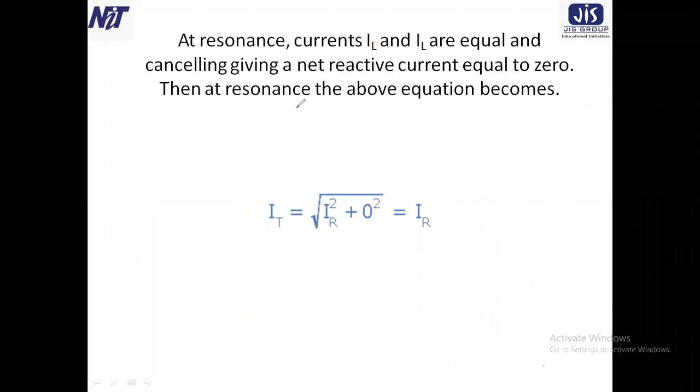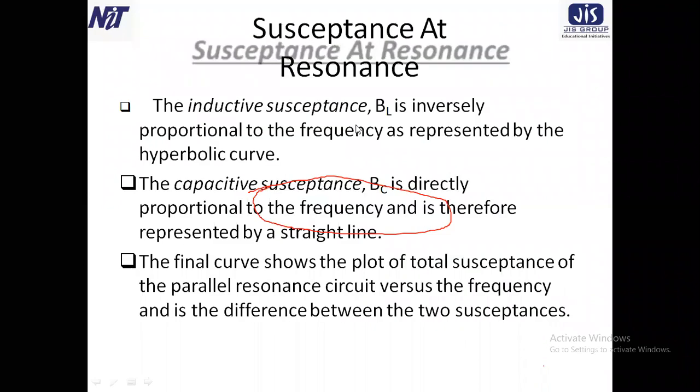At resonance, the above equation becomes IT equals root over IR square plus 0 square, because IL plus IC equals 0. So the value of the total current will be equal to the current flowing through the resistor at resonance for a parallel RLC circuit.